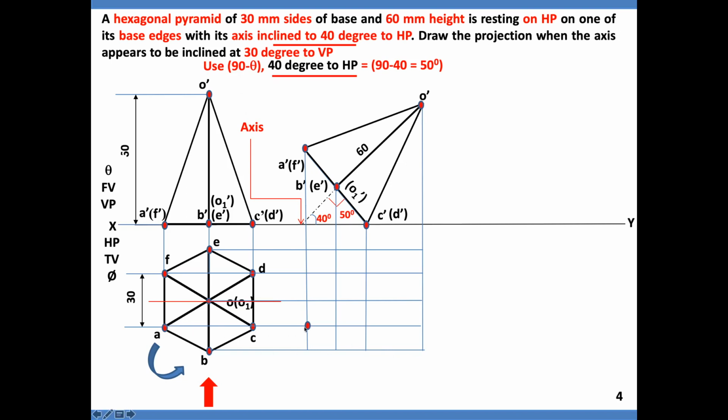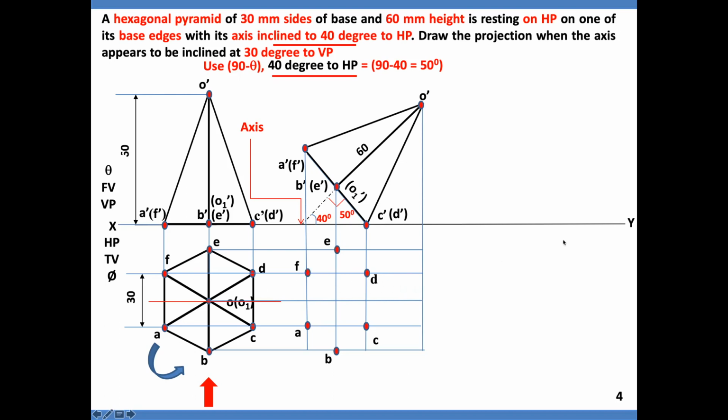A horizontal, A vertical, first point. B horizontal, B vertical, second point. C horizontal, C vertical, third point. D horizontal, D vertical, fourth point. E horizontal, E vertical, fifth point. F horizontal, F vertical, sixth point.